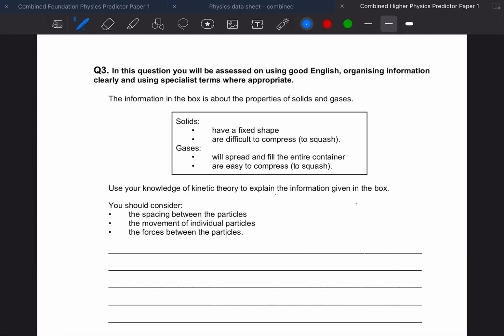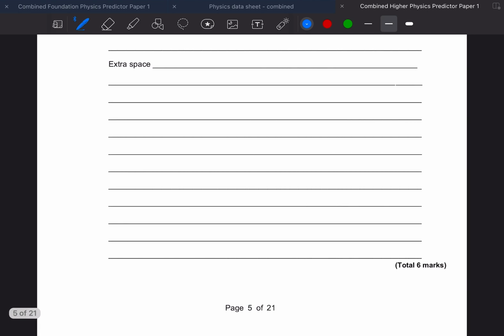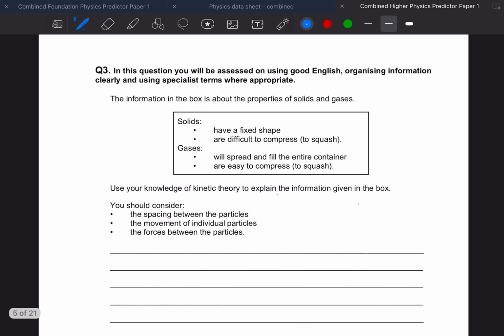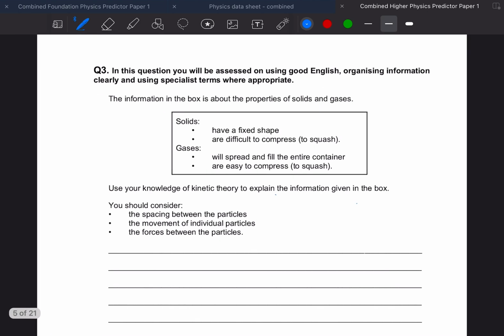Lesson 3. So this is a longer answer question. It's worth 6 marks. What we have to do is, it says the information in the box is about the properties of solids and gases. We are given that solids have a fixed shape and are difficult to compress, and that gases will spread to fill out the container and are easy to compress. Use your knowledge of kinetic theory to explain the information given in the box.